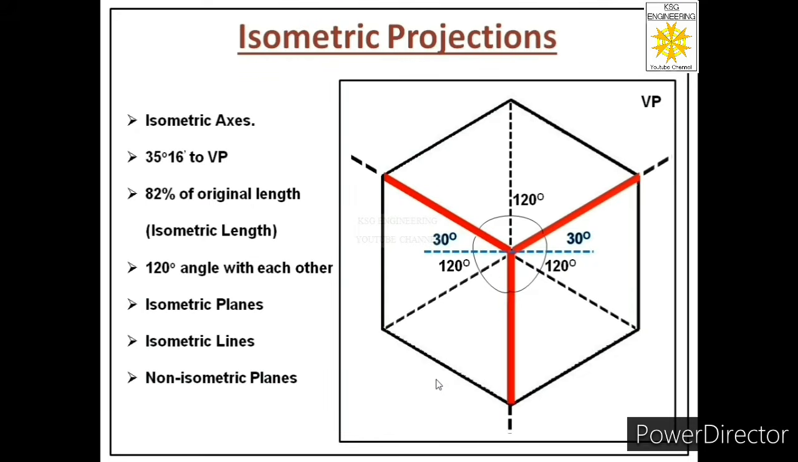Next is non-isometric planes. We will get some objects in which we will find that there are some planes which are not parallel to these three principal faces. We will call those planes non-isometric planes. Similarly, we will get non-isometric lines. That means we will get edges in the object which will not be parallel to any of these three axes. So we will call those non-isometric lines. One example can be if I draw one diagonal line over here, that diagonal will not be parallel to any of these three axes. So we'll call that a non-isometric line.